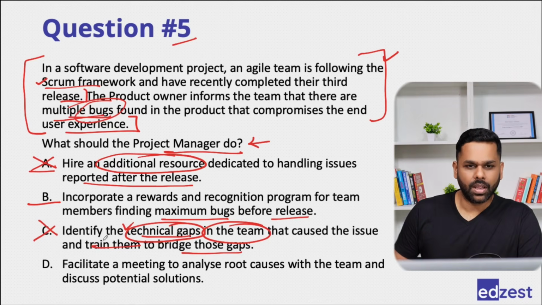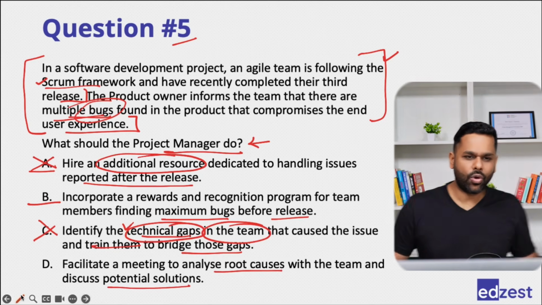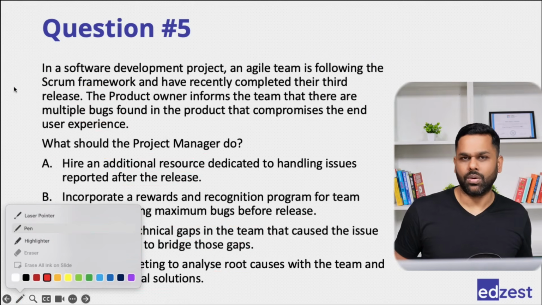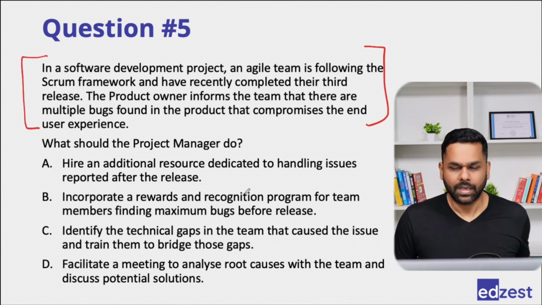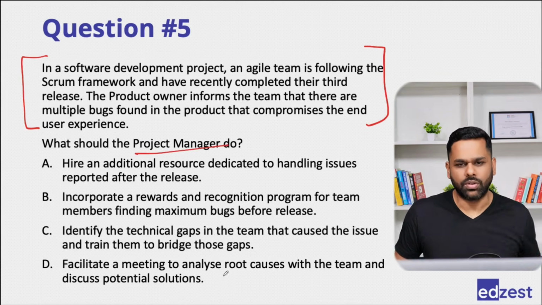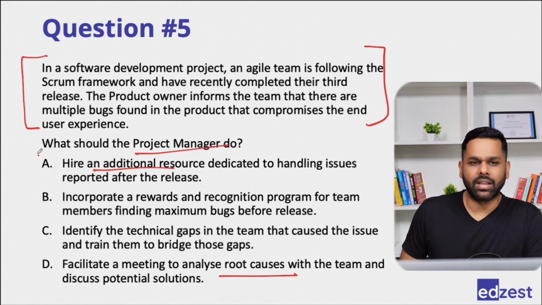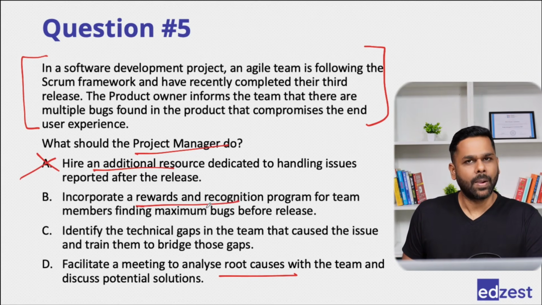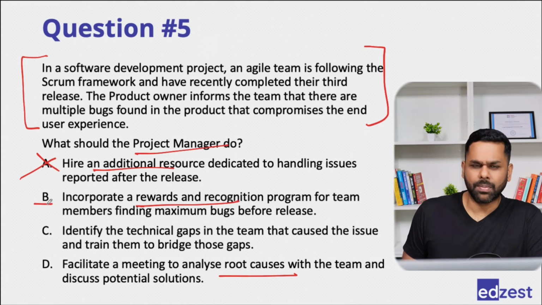Then we go to D. Facilitate a meeting to analyze root causes with the team and discuss potential solutions. Yes. If you go back to the previous questions that we were talking about, we have come to know about a problem. Right? No root cause, no solution has been discussed. So what should I do? I should look for root cause. Right? Rather than taking a decision of adding additional resources, rather than taking a decision of rewards and recognition, which probably prevents the things, but we just parked it, so we'll keep it again.